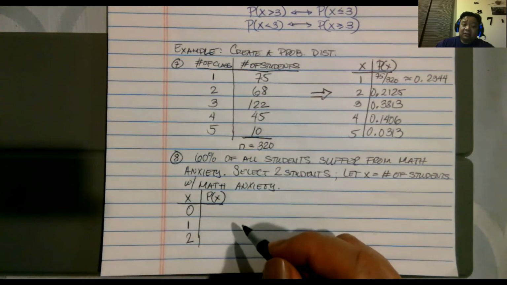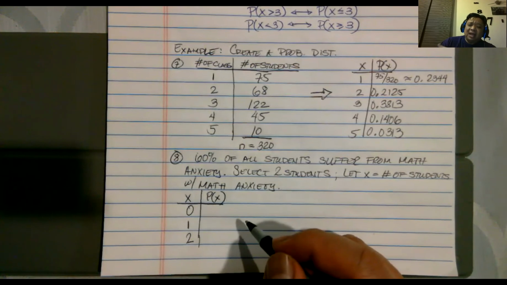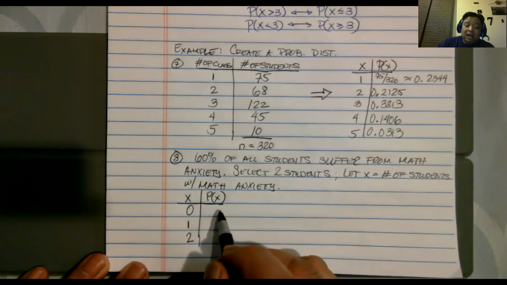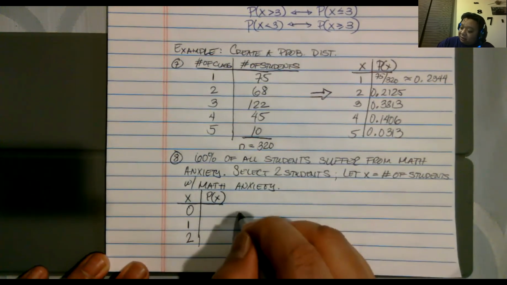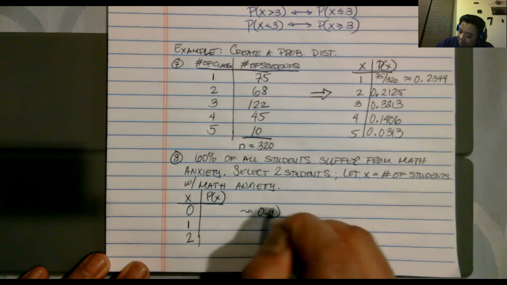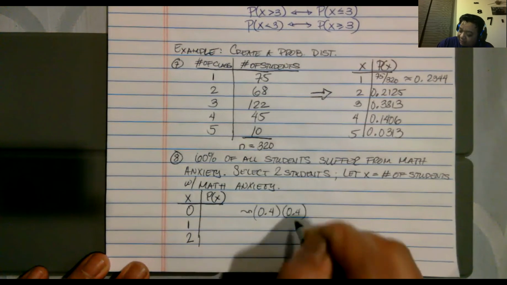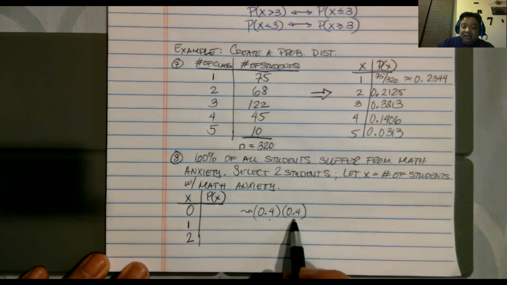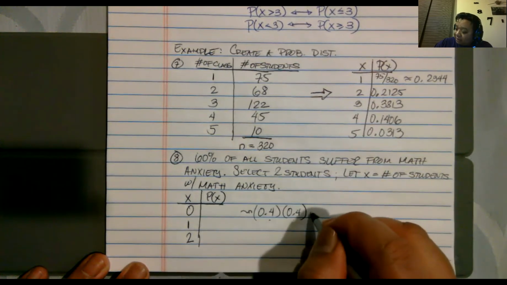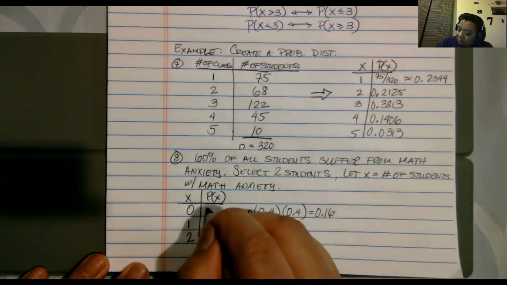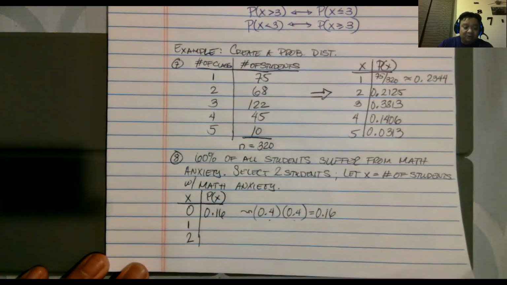Now, since there are only two values here, you can actually use some of your properties to help you do so. What's the probability that they both don't have math anxiety? Well, that would be 0.4 times 0.4, right? So no math anxiety for the first one, no math anxiety for the second one. So 0.4 times 0.4 is 0.16. So 0.16 goes over there.